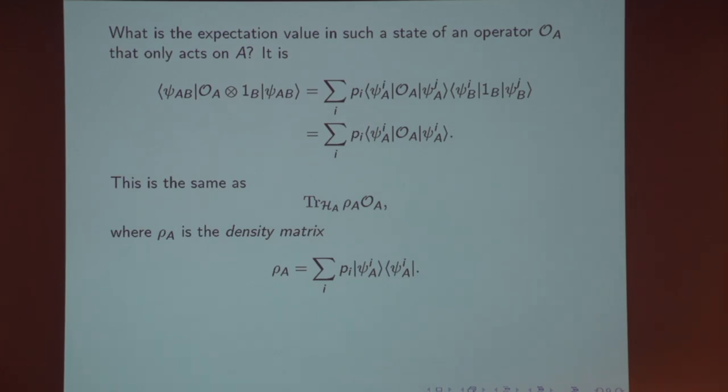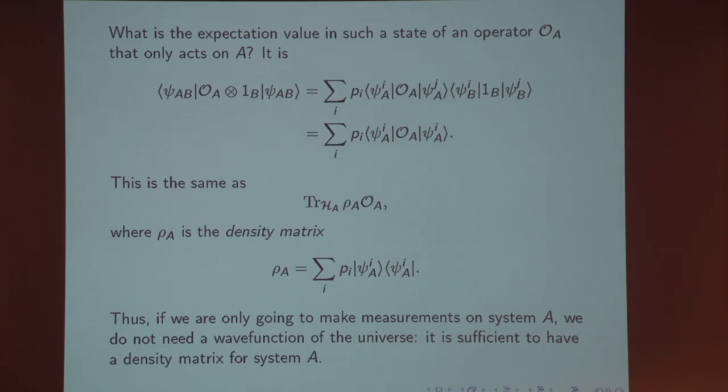And that's the same as the trace in the Hilbert space of the operator O_A times what's called the density matrix rho_A. Rho_A is a matrix given by that formula. So if we're only going to make measurements on system A, we do not need a wave function of the universe. It suffices to have a density matrix for system A.